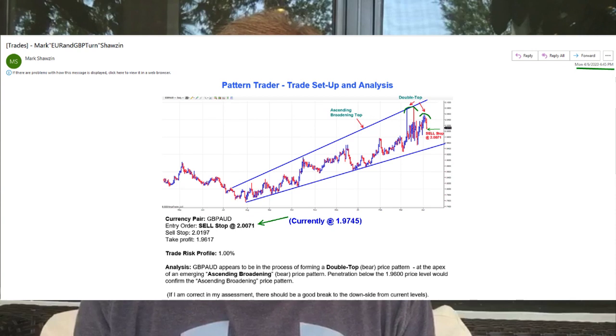And to that end, I advised our members about a week ago to start shorting pound versus Australian dollar at the 271 area. And right now we're trading about 350 pips lower at about the 197.40 area in pound versus Australian dollar.